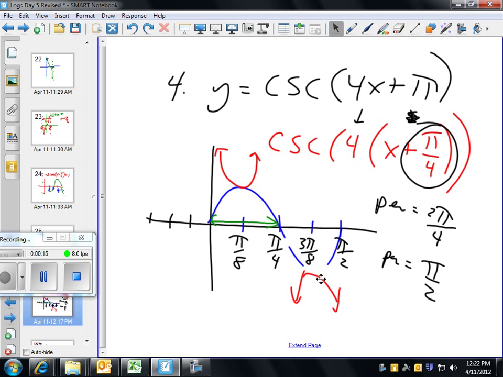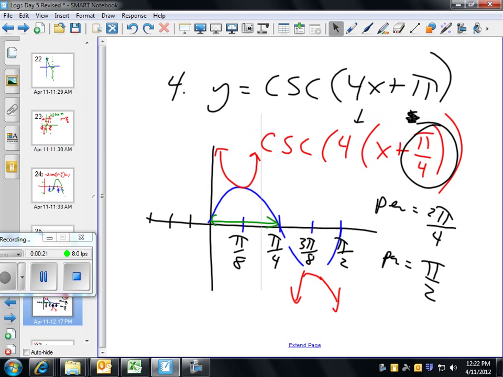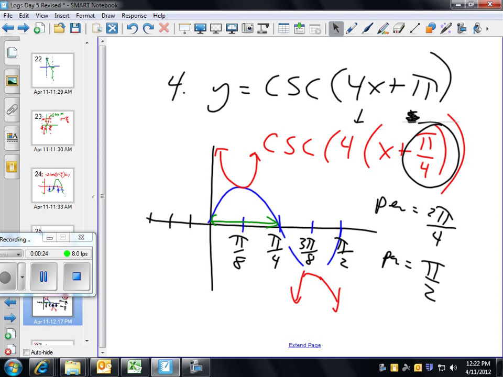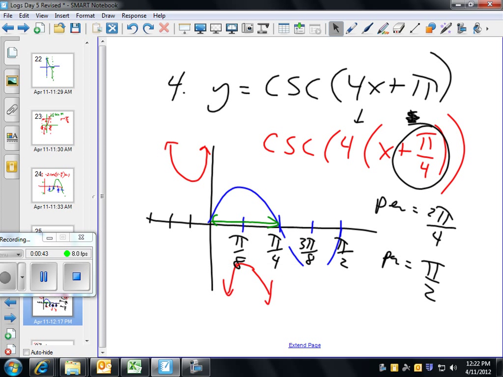All right, so now I need to shift this plain cosecant graph over this far. Notice it's this far, not this far. I'm going to shift it pi over 4. How far is pi over 4? It's this far right here. So it's 2 marks. So I'm going to grab this and move it over 2 marks. 1 mark, 2 marks. Now I got to move the rest of it. There. That's where it should be.